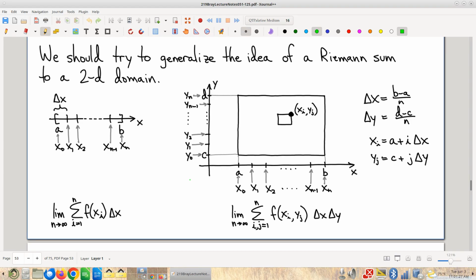That's usually not that important anyway. So the idea here was that we have some domain. The single variable idea is that you have a domain, and you're going to chop it up into pieces.